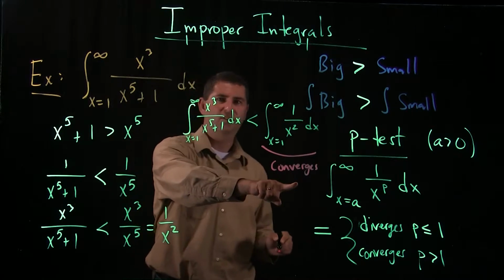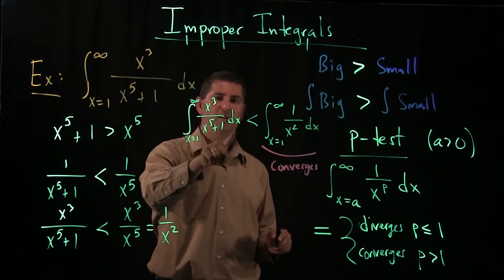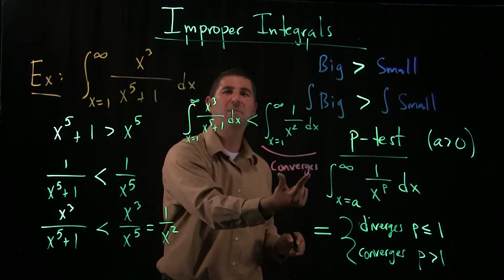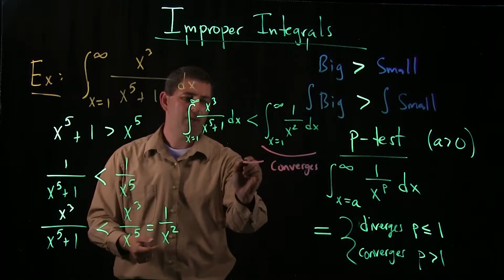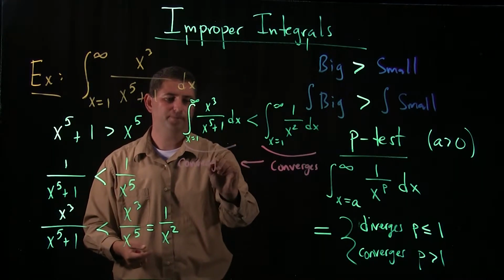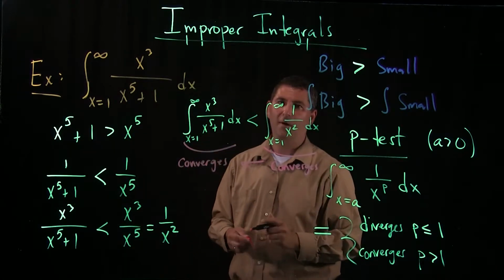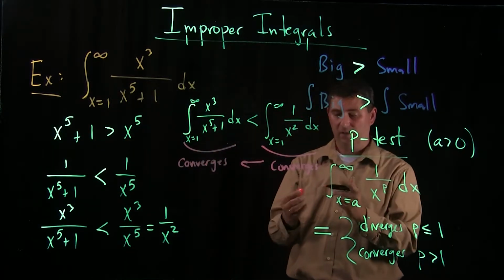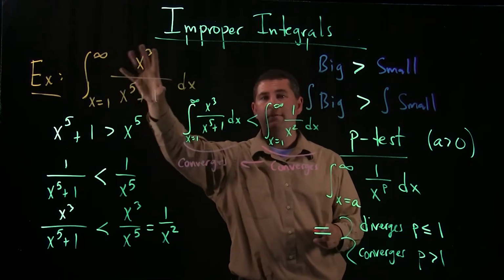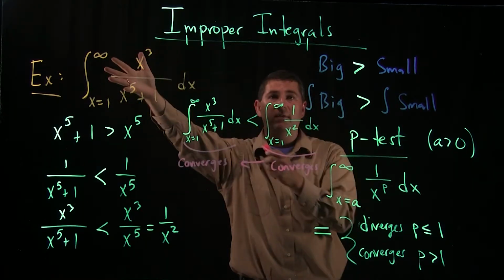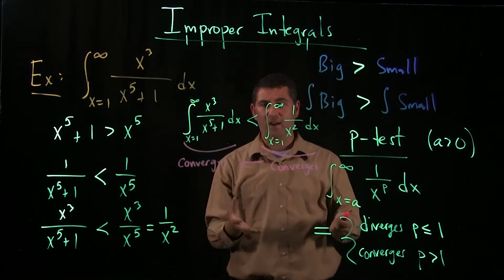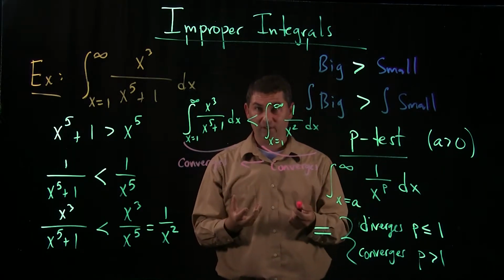But if this converges, then that means that this guy can't blow up to infinity, because it's always smaller than something that's not blowing up to infinity. So that implies that this integral converges. All right, this process of comparing a function and the integral of that function that we don't know, right? We don't know whether it converges or diverges, to a function where we do know whether it converges or diverges is called the comparison test.